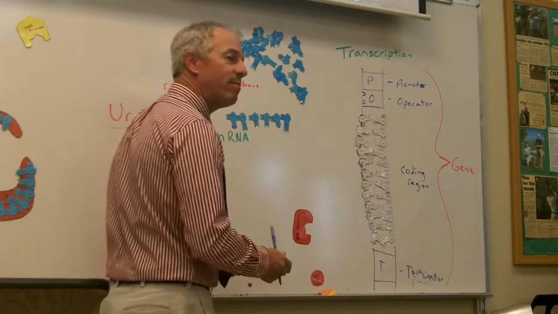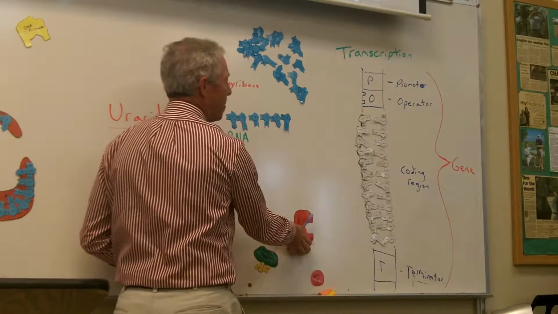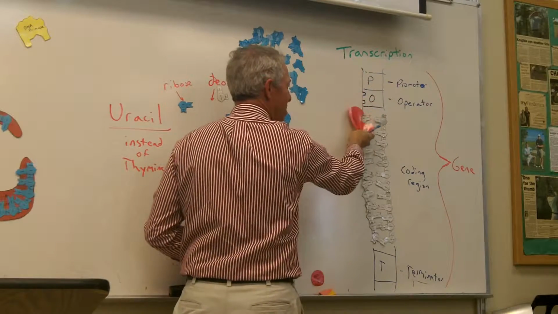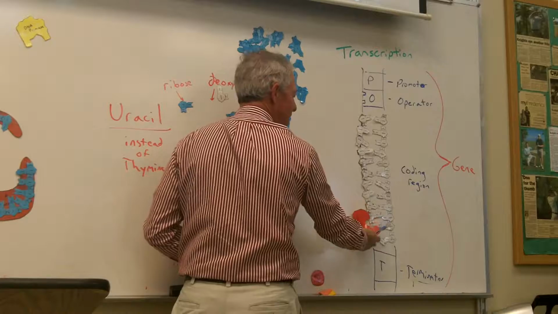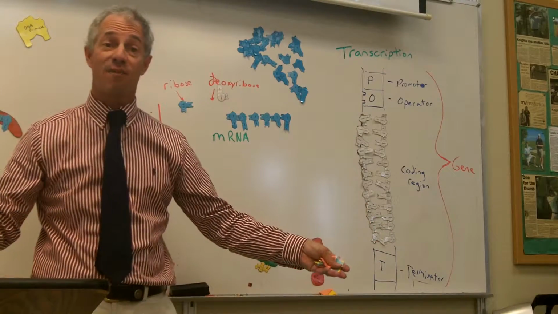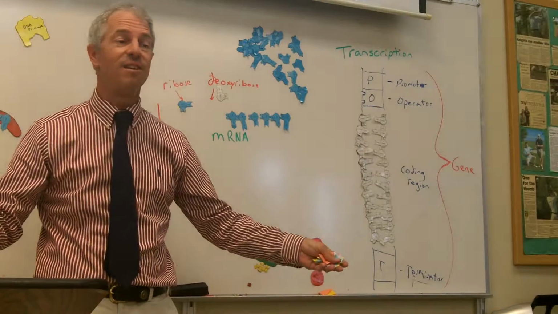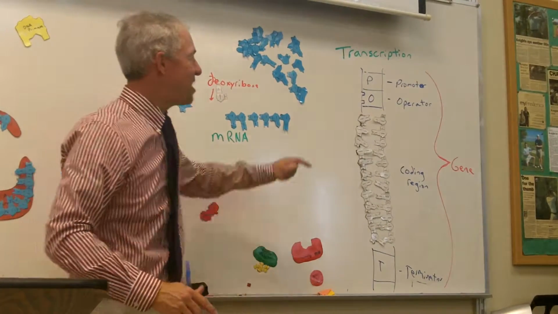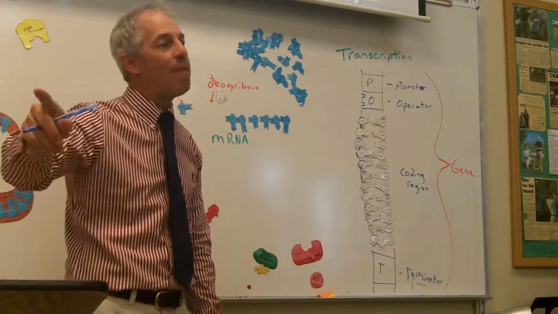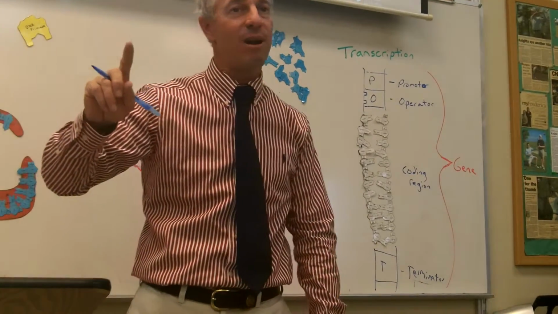So, one more time. Listen up here. RNA polymerase attaches at the promoter. It goes down here and transcribes the gene, and then it falls off at the terminator. At which site does it fall off? Terminator. Attaches at the promoter, falls off at the terminator. And the operator is another. Let's talk about the operator.